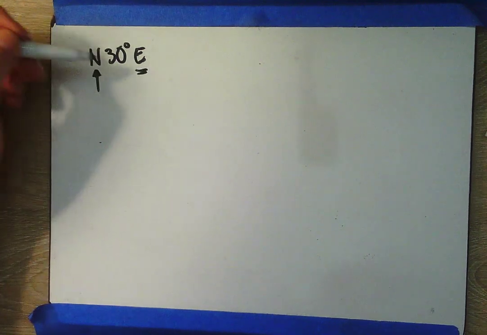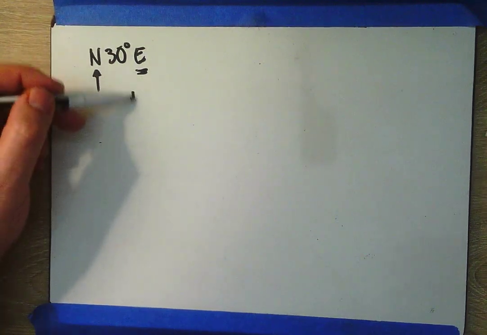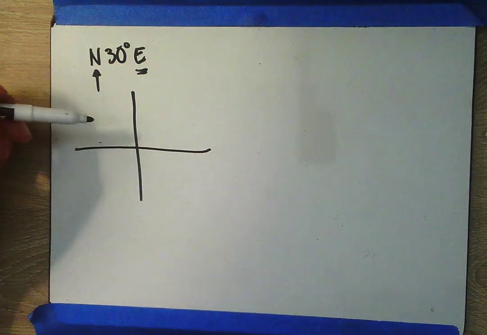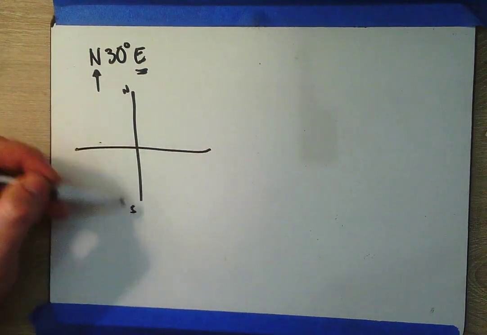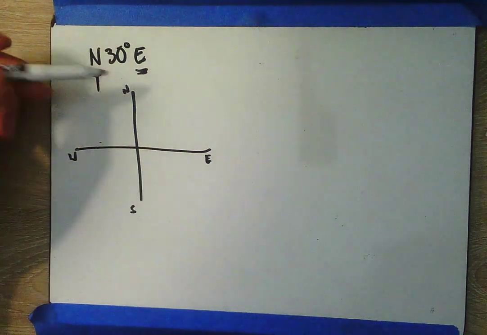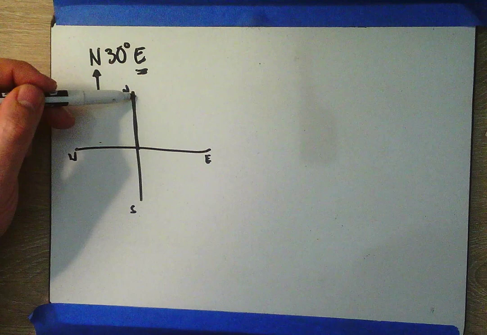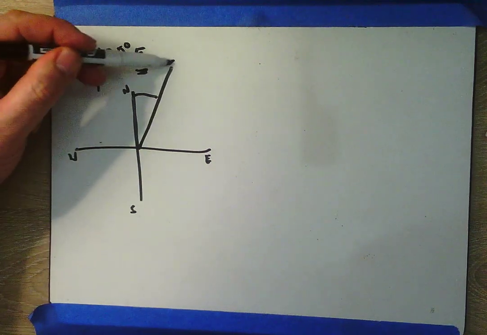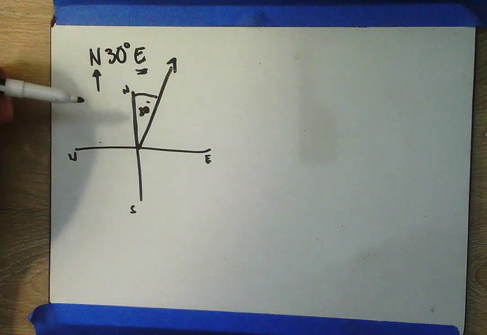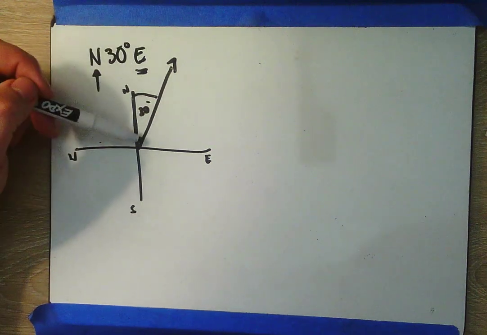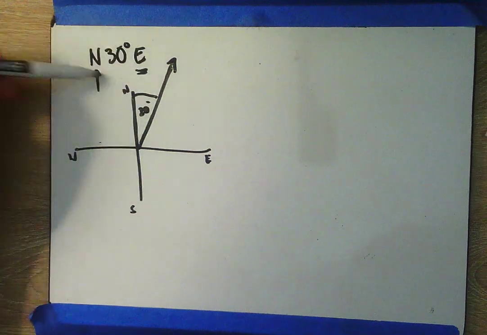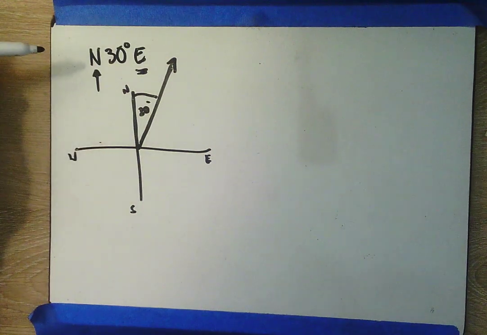So north 30 degrees east. This tells me I should head north first and then veer 30 degrees in this direction. So if I were to draw that, I'd start by drawing a compass rose. Remember, north, south, east, west. And I would head north, but then I would veer 30 degrees to the east. That's a bearing of north 30 east. This is where I head if my bearing is north 30 east.